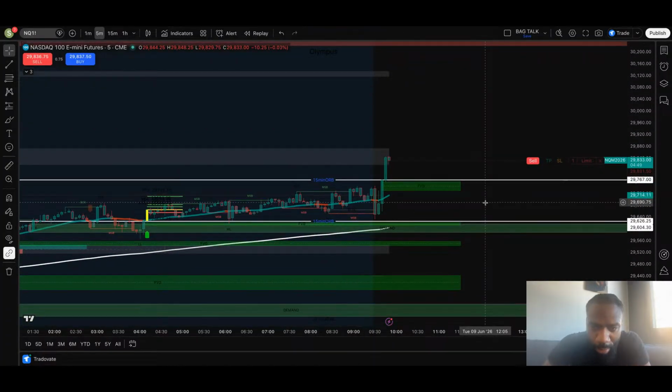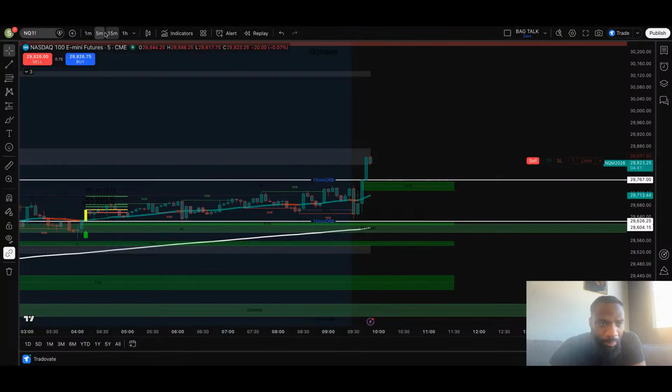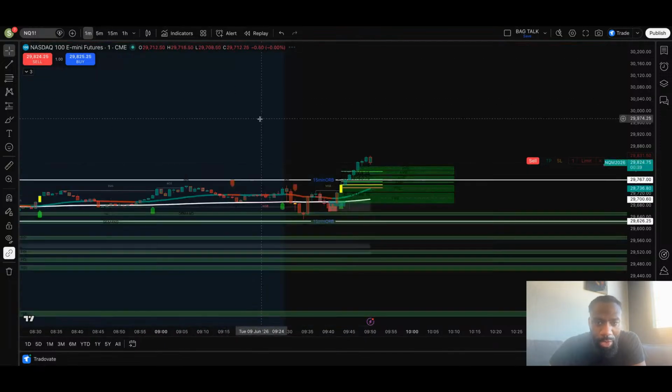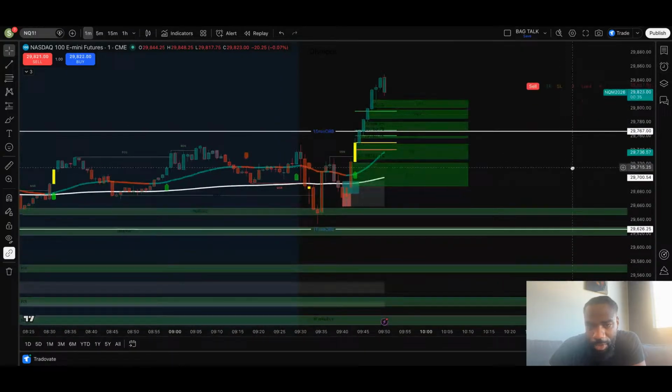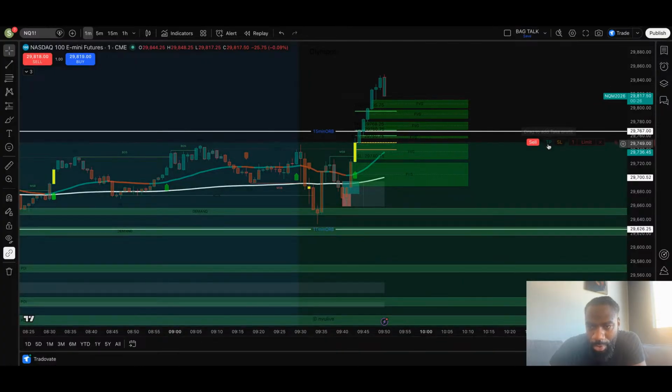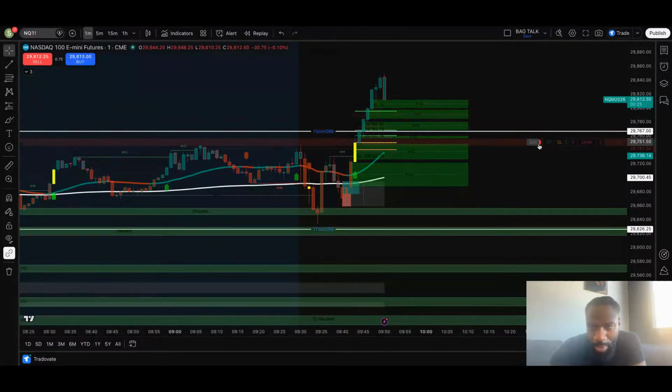The 5 minute hasn't printed anything out yet, but I'm assuming that it's waiting for this retracement, and then we should get some call outs. But the 1 minute did its thing, man. The algorithm went crazy. The bot went crazy again. Another TP3 smack on the buy.